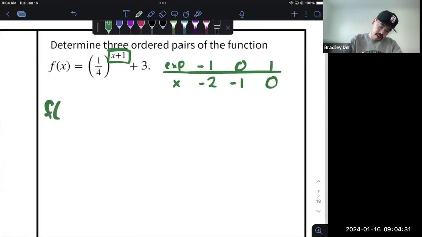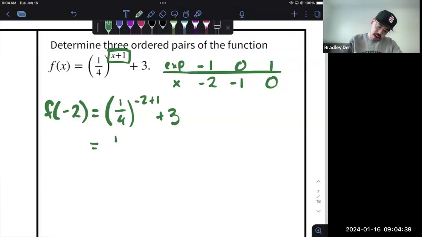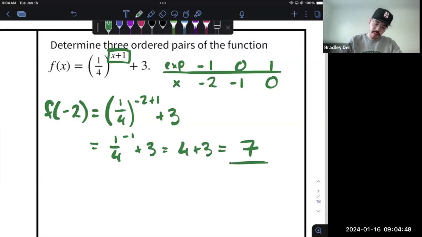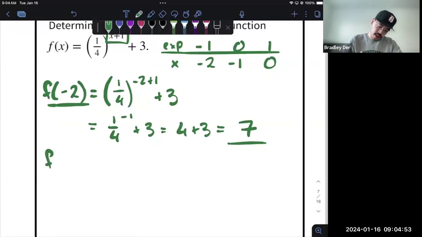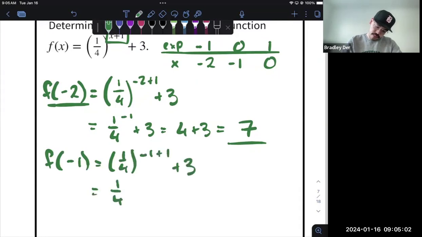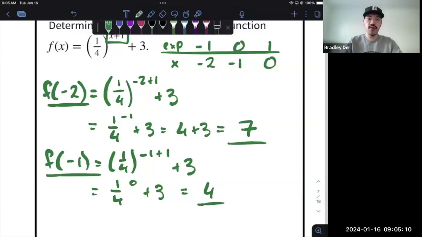And so then we have f of -2. That's our x value. That's 1/4 to the -2 plus 1, plus 3. That's 1/4 to the negative first plus 3, 4 plus 3, and that would be 7. So f of -2 is equal to 7. We can do that again with -1. So 1/4 to 0 would be 1, plus 3 would be 4. So f of -1 is equal to 4.